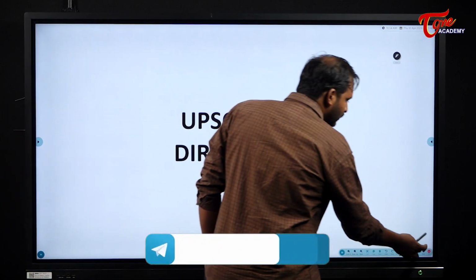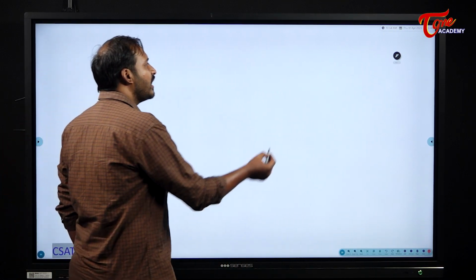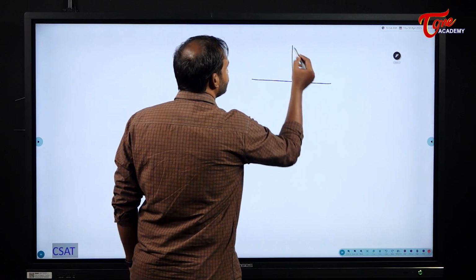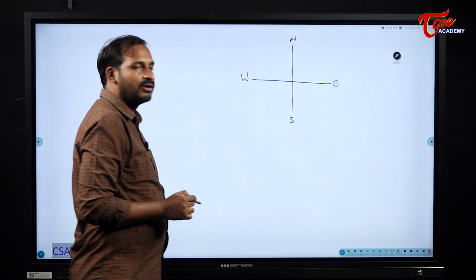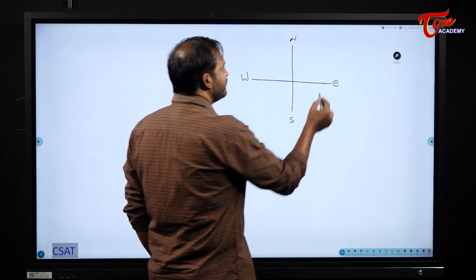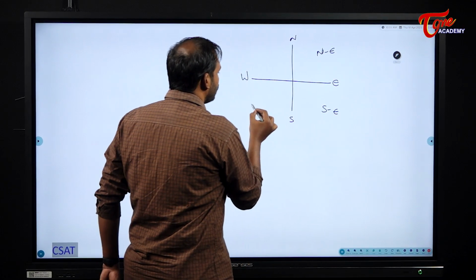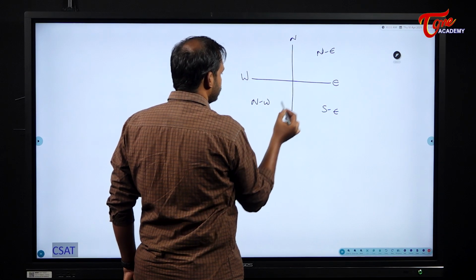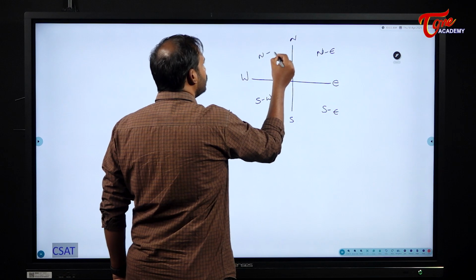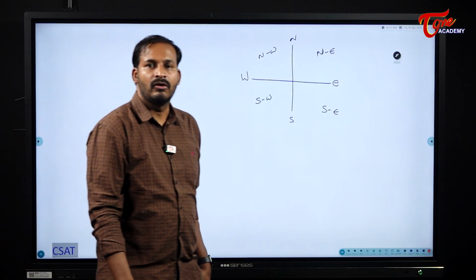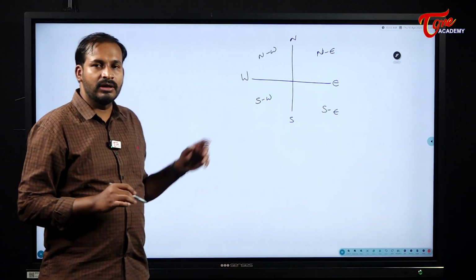Okay. Now, before going to the questions, let us discuss a few things regarding these directions. We all know we have four major directions. What are those? North, south, east and west. Right? North, south, east and west. And with this we have four more directions, that is northeast, southeast, southwest and northwest. So, these are the eight directions which we have. Keeping these things in our mind, we will try to solve the problems, students.